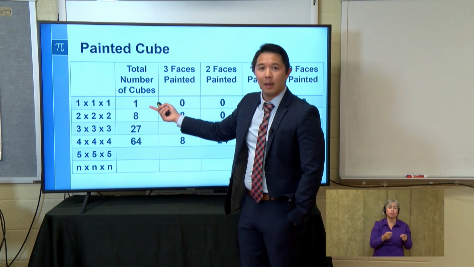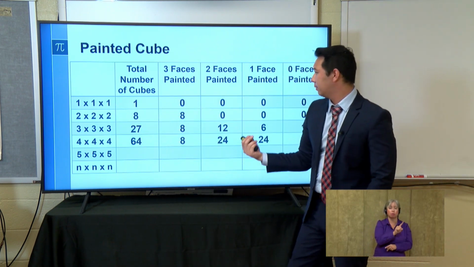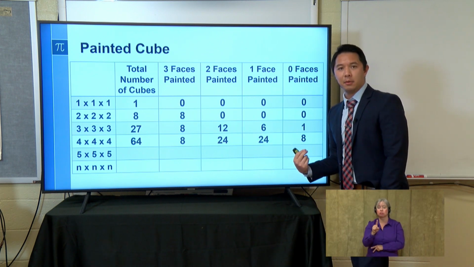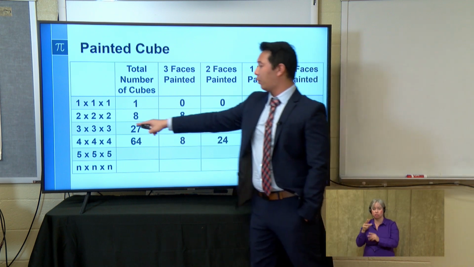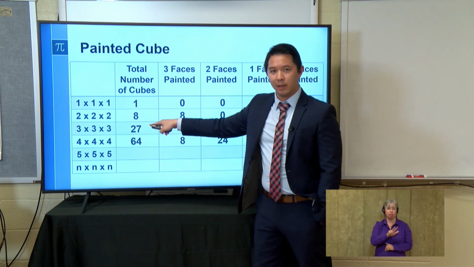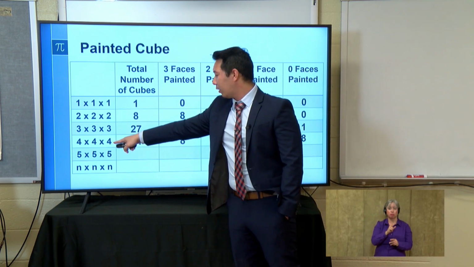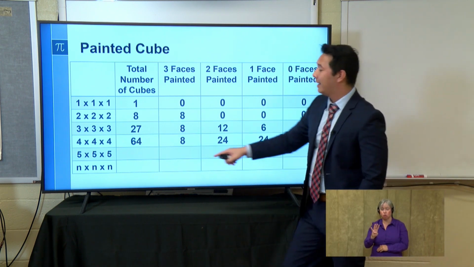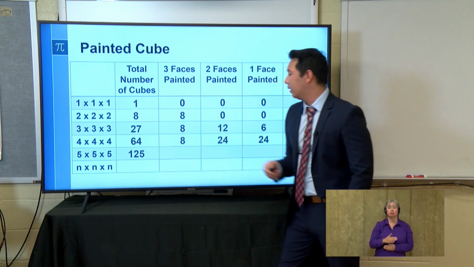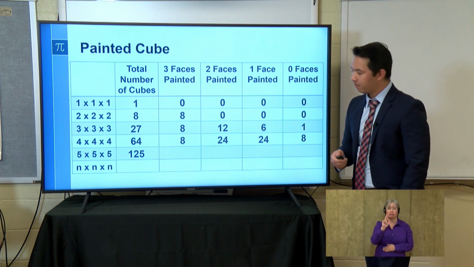So 1 times 1 times 1 is going to give us 1. 2 times 2 times 2. So 2 times 2 is 4, times 2 again is 8. 3 to the 3rd power gives you 27. 4 to the 3rd power gives us 64. So the total number of cubes in case 5 is going to be 5 cubed, which is 125.